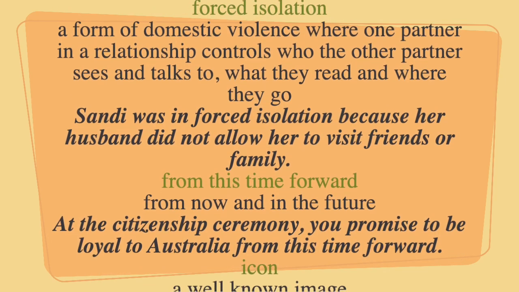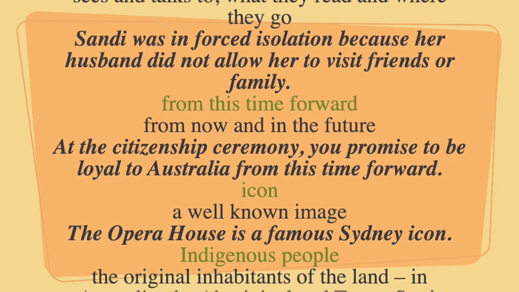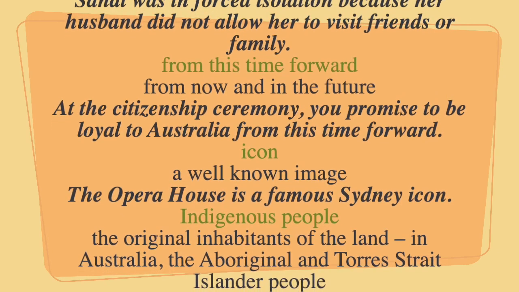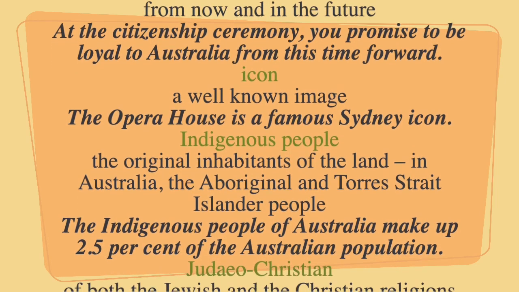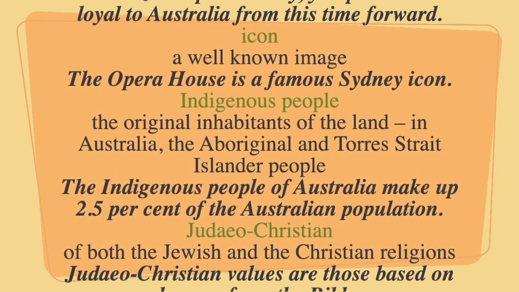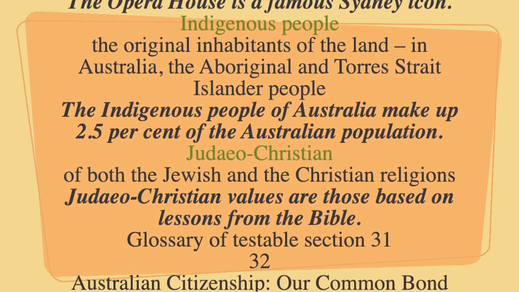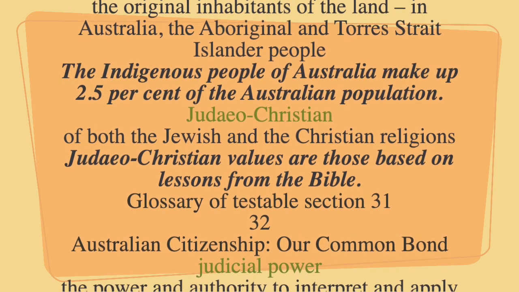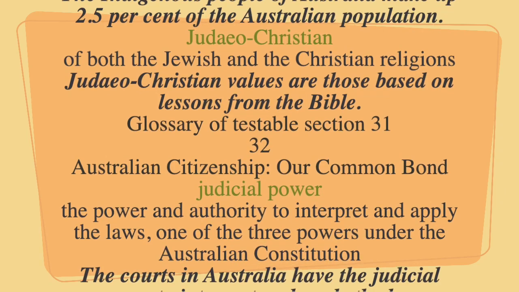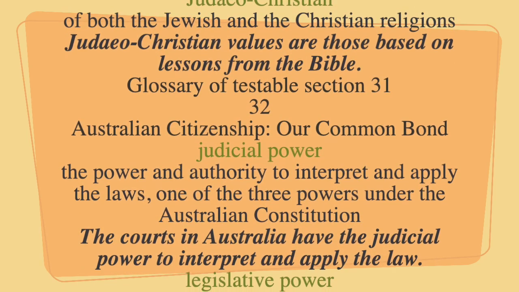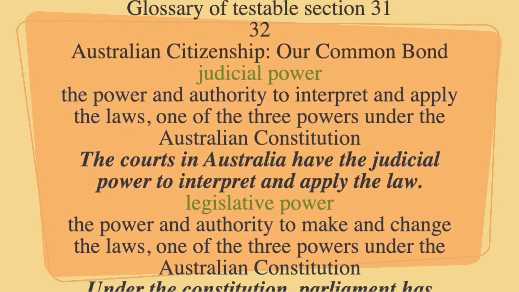There is forced isolation, a form of domestic violence where one partner in a relationship controls who the other partner sees and talks to, what they read and where they go. And from this time forward means from now and in the future. Icon means a well-known image. For example, Sydney is famous for the Opera House. It is a national icon, and another one is the bridge. Indigenous people are the original inhabitants of the land. And Judeo-Christian means both the Jewish and Christian religions. So that's all. I hope you guys remember that.